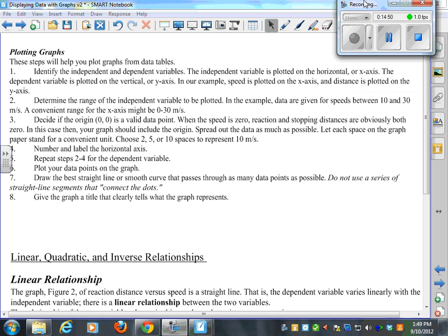And you guys know this. Again, this is just review. So identify the independent and dependent variables. In other words, ask your teacher which one goes on the X. Don't do that, figure it out for yourself. The independent variable is plotted on the horizontal or X axis. The dependent variable is plotted on the vertical or Y axis. In our example, speed is plotted on X and distance is plotted on the Y.